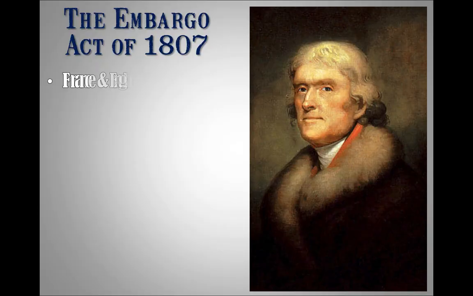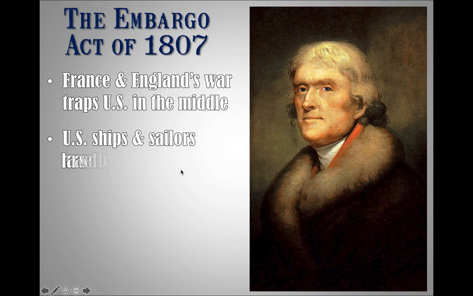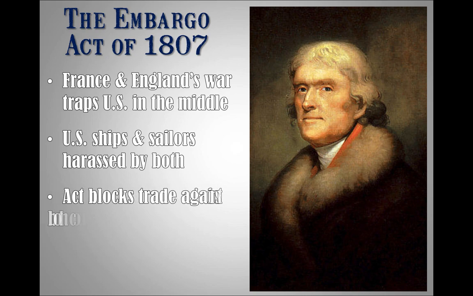The Embargo Act of 1807: France and England are at war, which again in history they seem to be a lot. And this traps the U.S. in the middle. And the United States again didn't want to get involved in all of this. So U.S. ships and sailors are being harassed by both because the United States is neutral. They're not taking a side on either, so they're getting harassed by both sides.